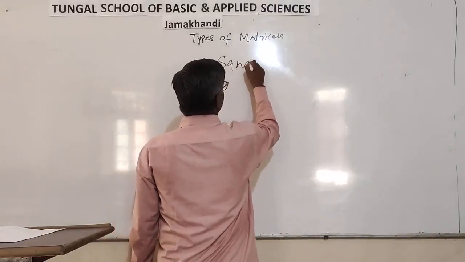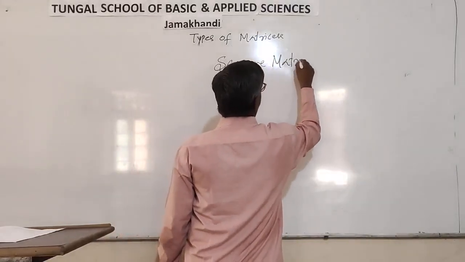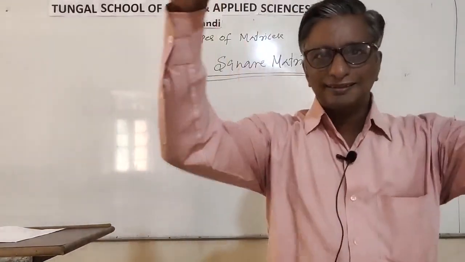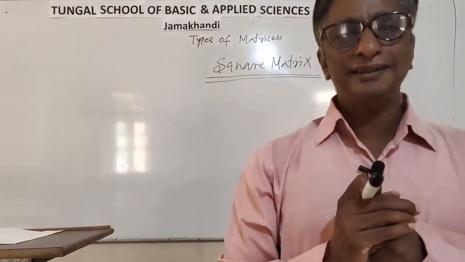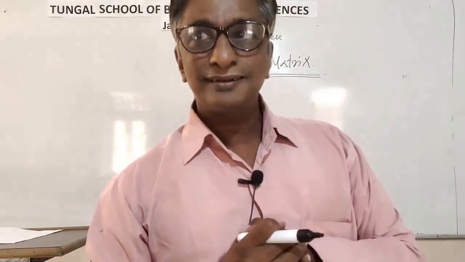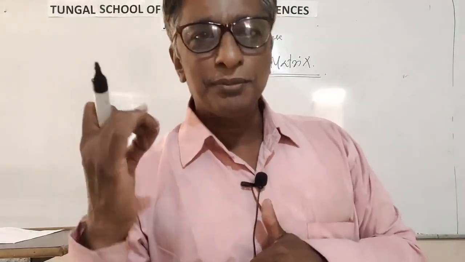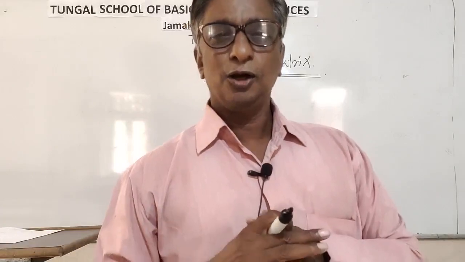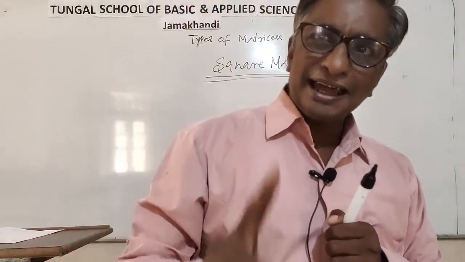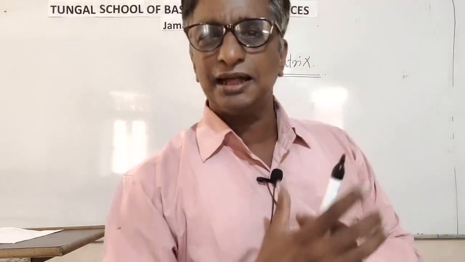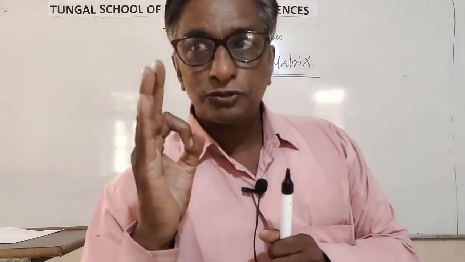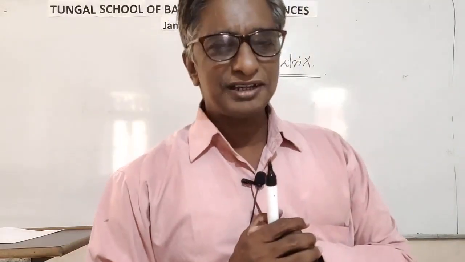Square matrix. Square means all the sides are equal. Means a matrix having number of rows the same as number of columns. How many rows are there? The same number of columns is present in the matrix, then that matrix we are calling a square matrix. Do you understand this point?